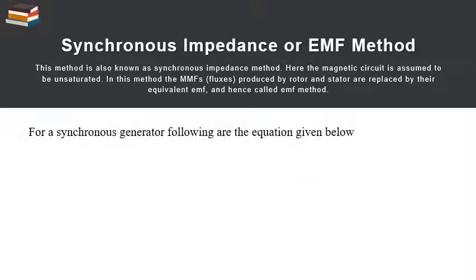For a synchronous generator, the following is the equation given below. V is equal to EA minus ZS into IA. Or the normal equation we studied, VT is equal to E minus IA into RA. Instead of R, here we are taking ZS. Z is called the impedance and S is called the synchronous. So ZS is called the synchronous impedance.